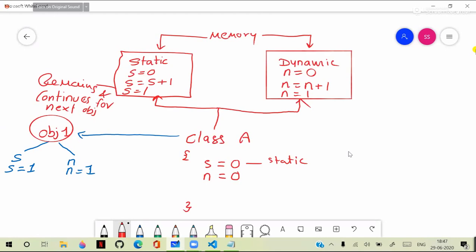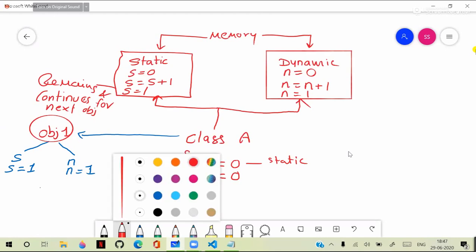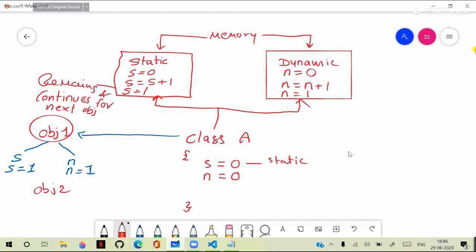Now I am creating another object, obj2. This object also belongs to the same class. Now obj2 goes to static memory, continuing from the previous memory. Then plus 1, so S will be 2.